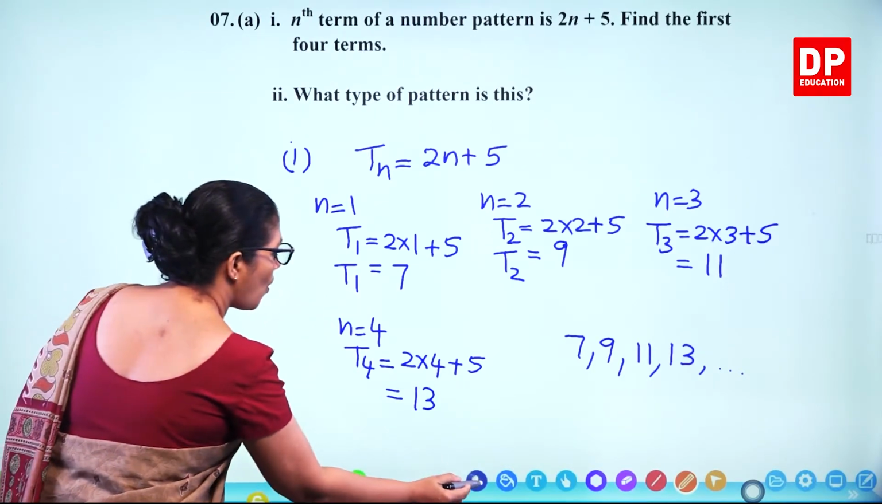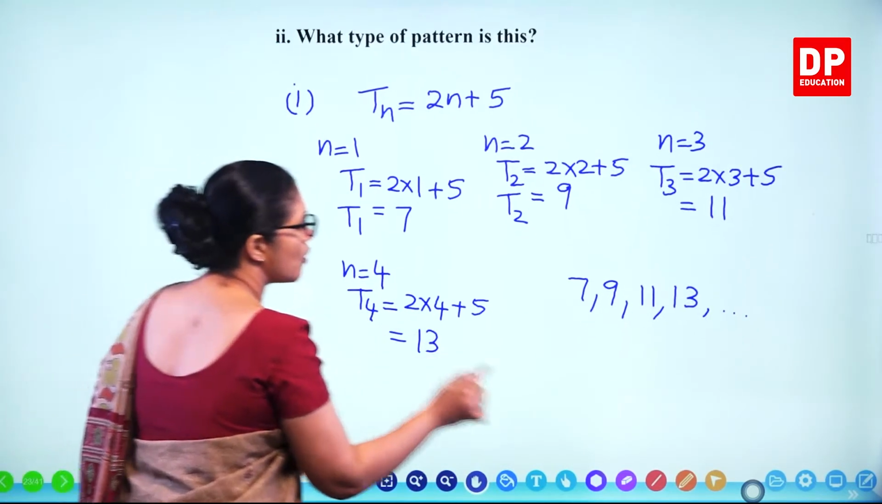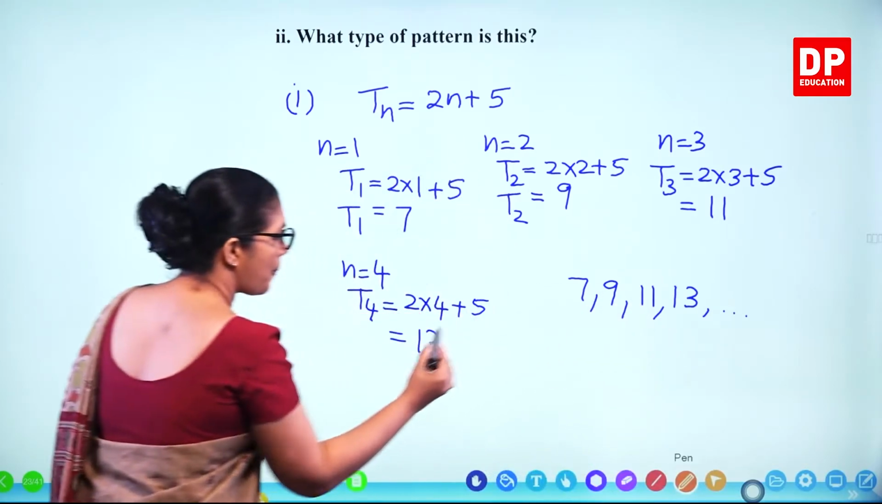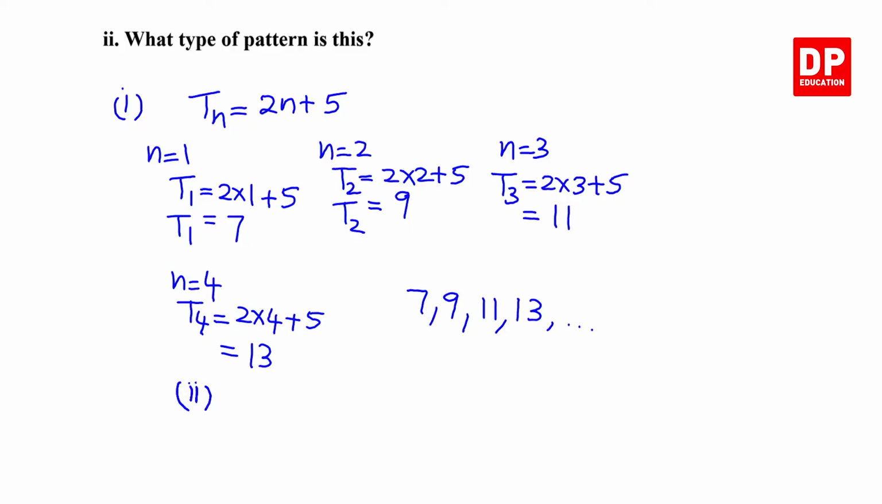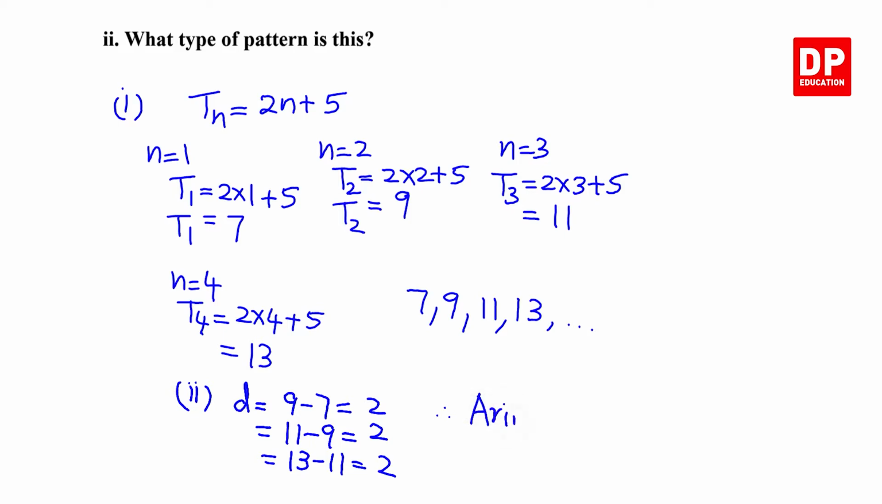And what is the pattern? What type of pattern? We can see the difference, the common difference. 9 minus 7 is 2. 11 minus 9 is also 2. And 13 minus 11 is also 2. The common difference is the same. So that means arithmetic progression.